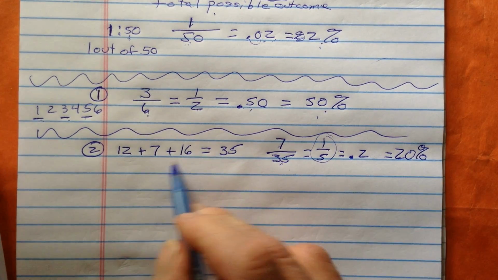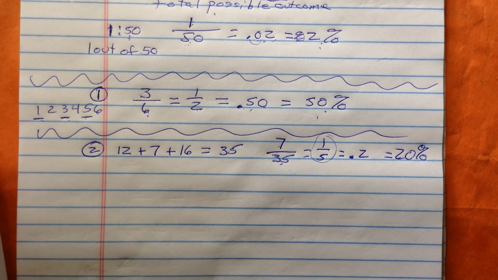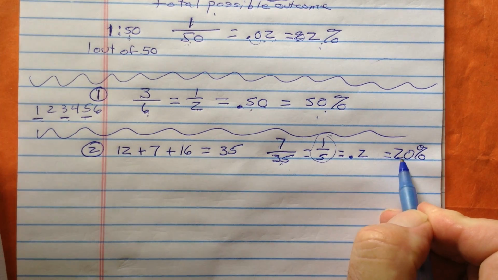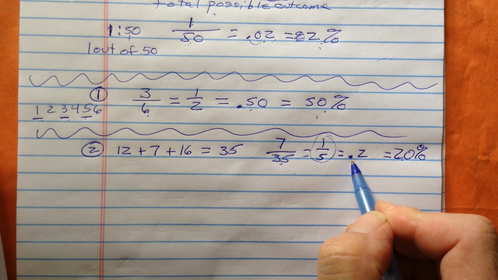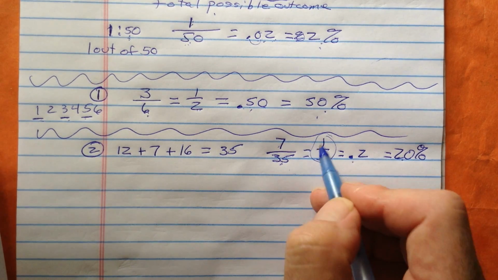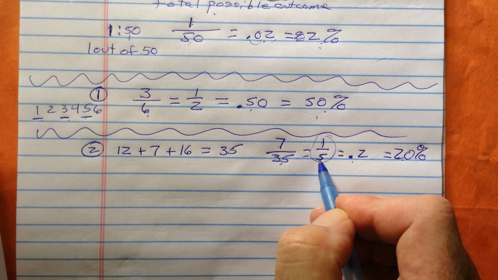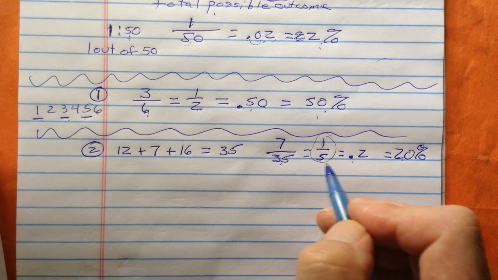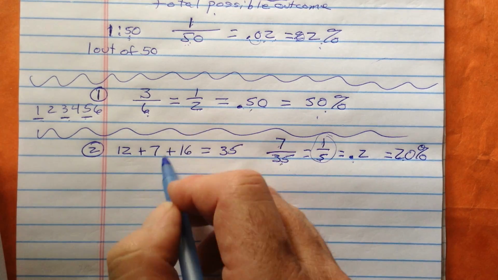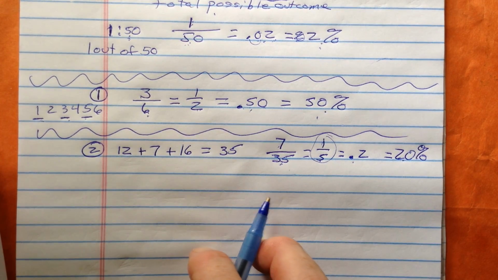So with these candies, if I reach into the jar and pull one out, I've got a 20% chance of getting a mint, or a 0.2 chance, or a 1 out of 5 chance of pulling the mint. Okay? So these are the first 2 examples, and then I'll do the other 4 examples in the next video.